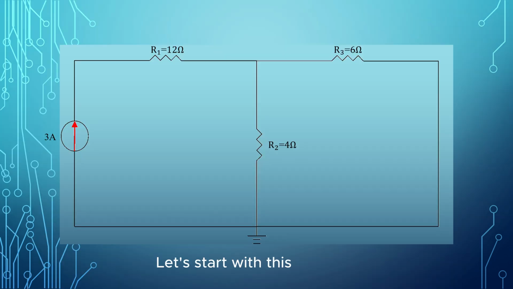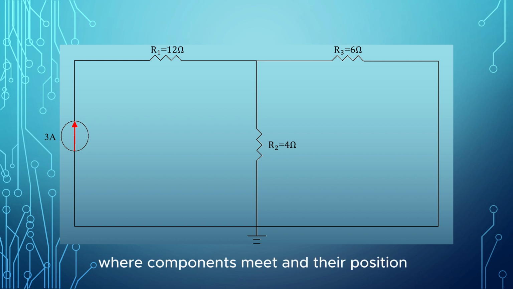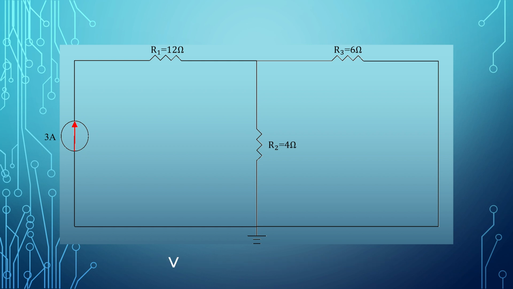Let's start with this example of a direct current circuit. This diagram shows three resistors, R1 12 ohm, R2 4 ohm, and R3 6 ohm, along with a current source I of 3 ampere entering node 1, while node 2 is connected to ground. First, it is important to understand what a node is. Nodes are connection points where components meet, and their voltages can be determined using nodal analysis. In this example, V1 is identified as node 1 and V2, zero voltage, is designated as the ground node.